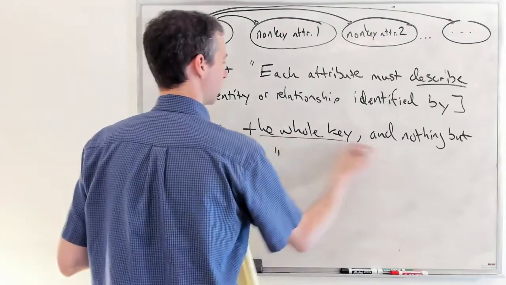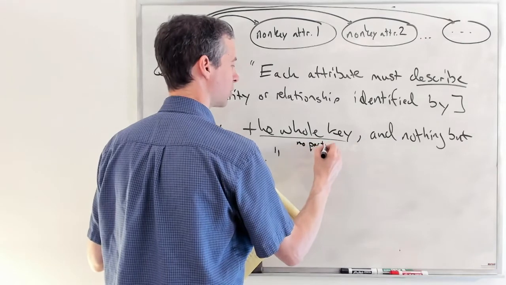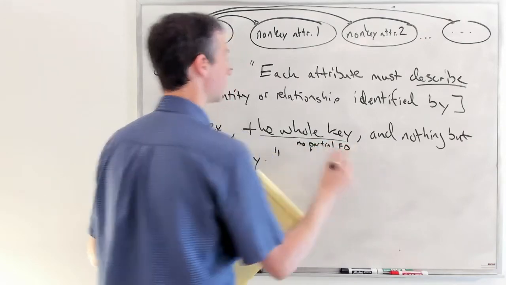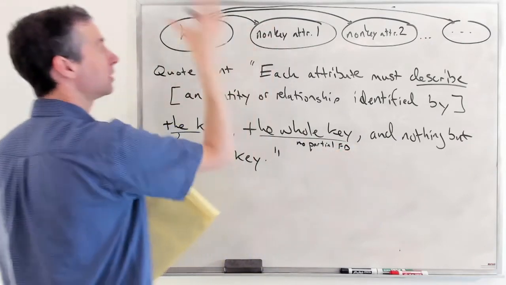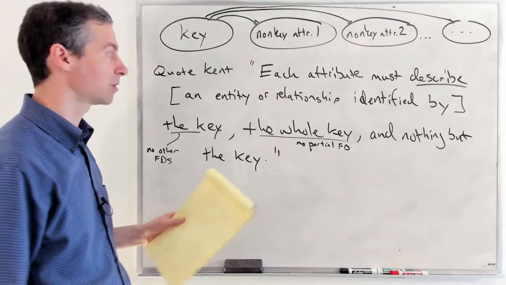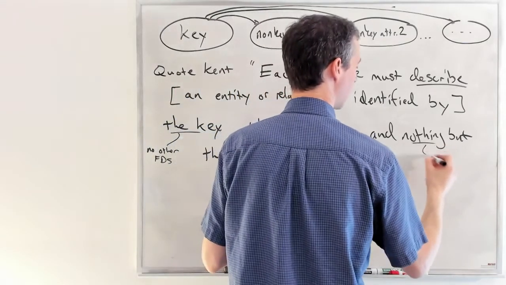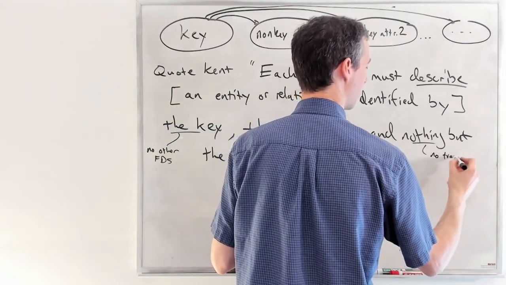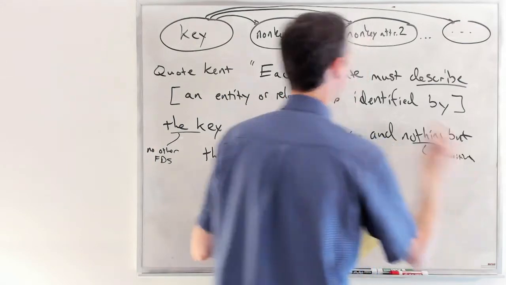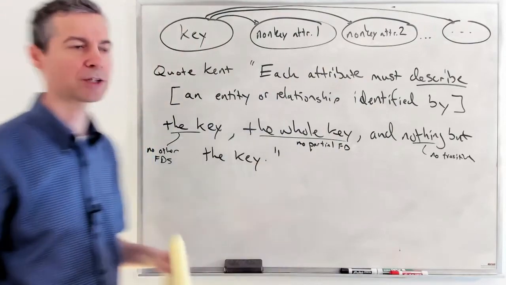So it's the whole key. None of these, no partial FD. So we don't have a part of the key depending on it. It's the key that tells us what is determined there. Okay, and nothing but the key. And again, this would be like the no transitive part. It's the key that does it. It's not that we hop around with our attributes.